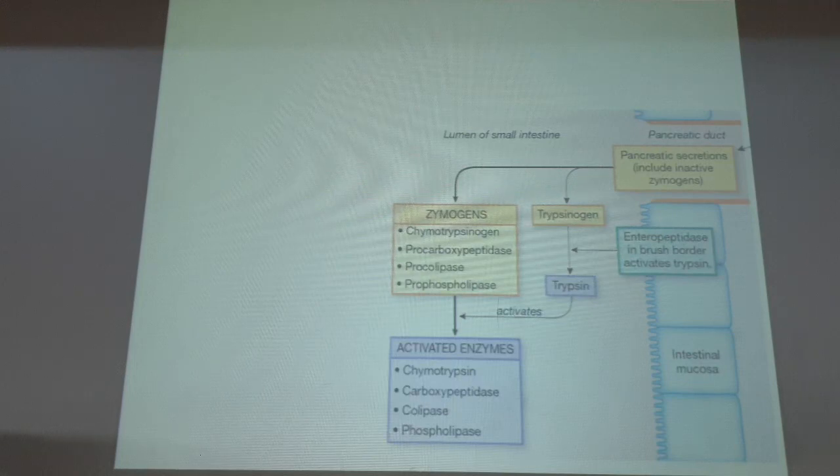Chymotrypsin is chymotrypsinogen, and the pancreatic secretion has procarboxypeptidase, prolipase, prophospholipase, all in the pro form or inactive form, because it is granular secretion. We know that for what? To prevent autodigestion of the pancreas.